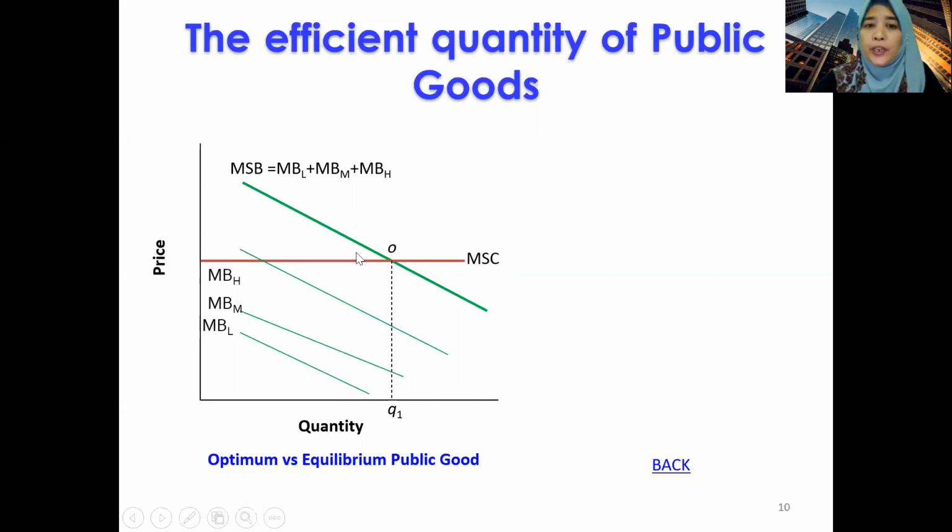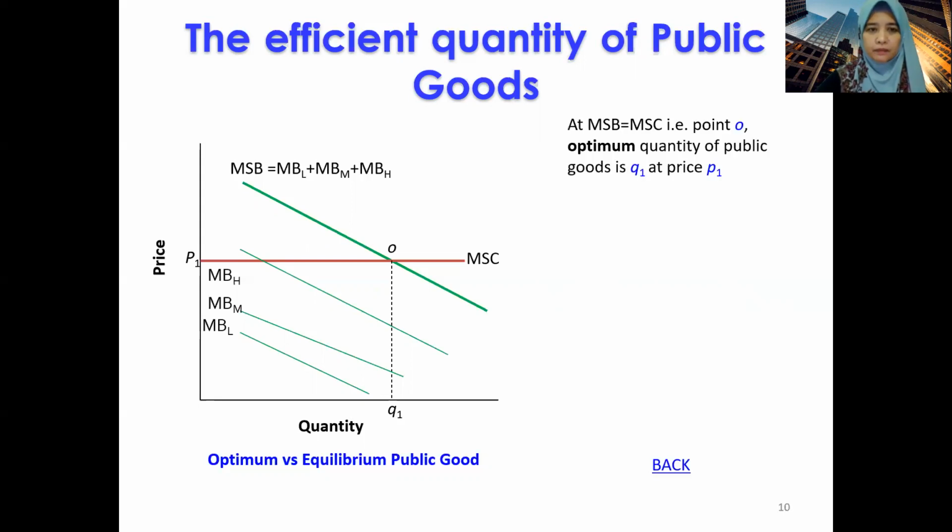So this point of intersection between MSB and MSC is the optimum level of provision, as we saw in the previous slide. At the optimum level, we see the quantity Q1 being desirable to be provided by the government to the population. At point O, where MSB equals MSC, the optimum quantity of public goods is Q1 at a price of P1. Okay, done. I have explained that.